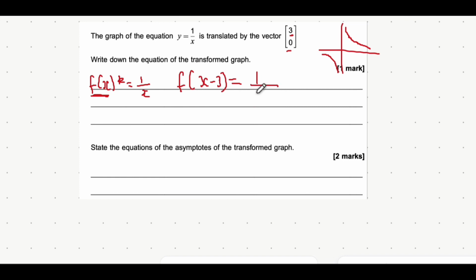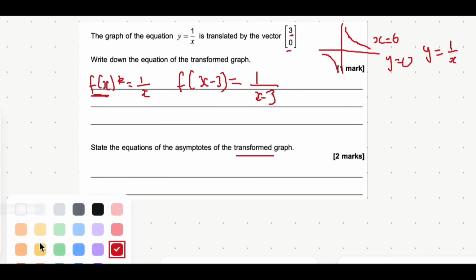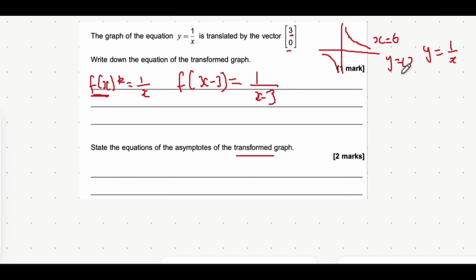Sorry about my handwriting. But moving on to part B: state the equation of the asymptote of the transformed graph. So if we look at the untransformed graph, the asymptotes are where x equals 0 and y equals 0. That's for y equals 1 over x. 1 over x minus 3 is what happens when you move this whole graph 3 units to the right.